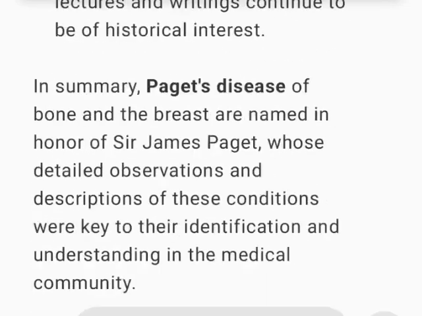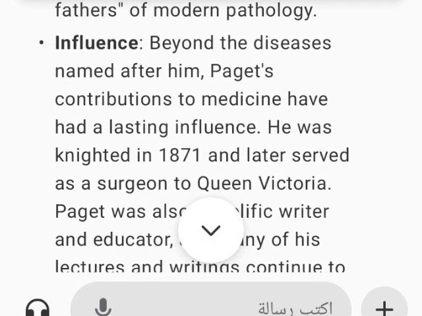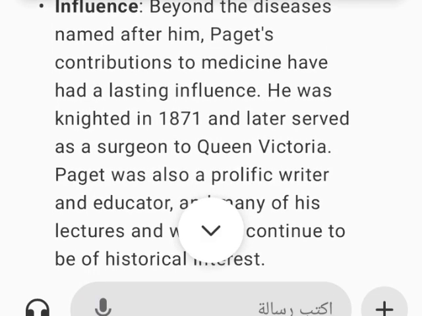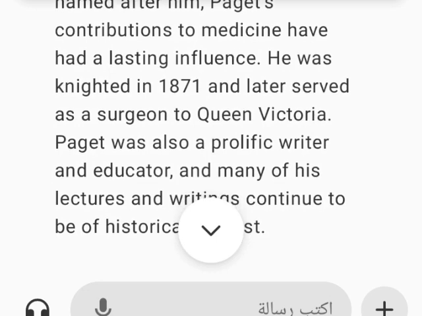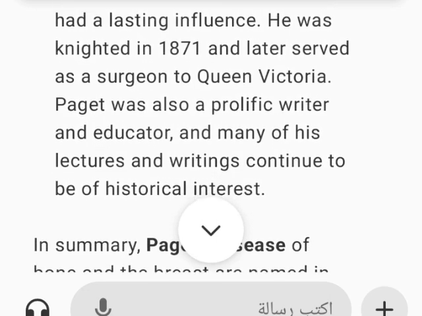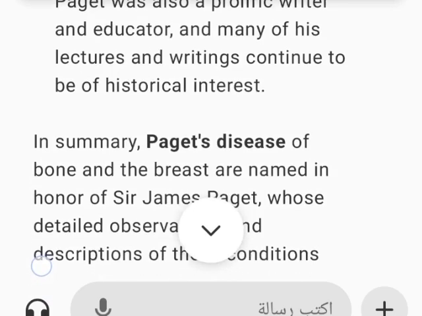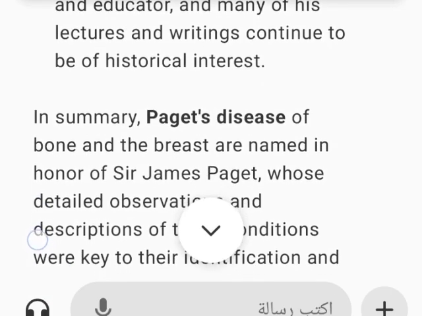Influence. Beyond the diseases named after him, Paget's contributions to medicine have had a lasting influence. He was knighted in 1871 and later served as a surgeon to Queen Victoria. Paget was also a prolific writer and educator, and many of his lectures and writings continue to be of historical interest.